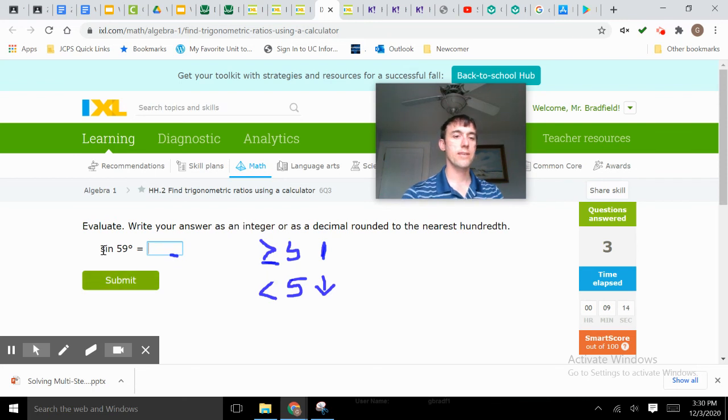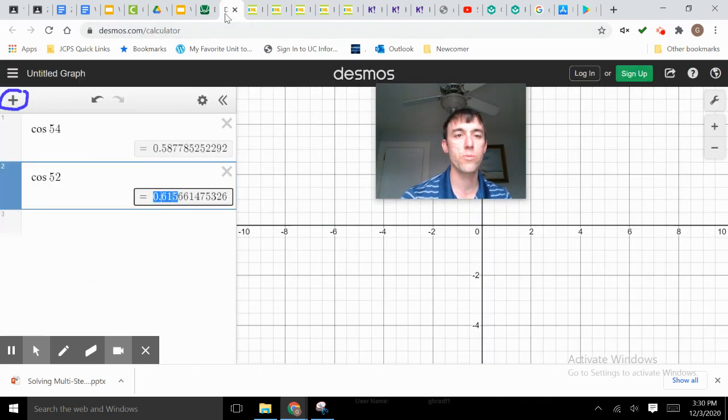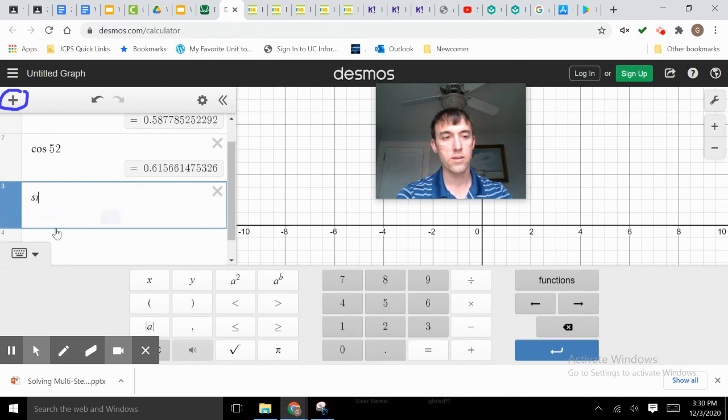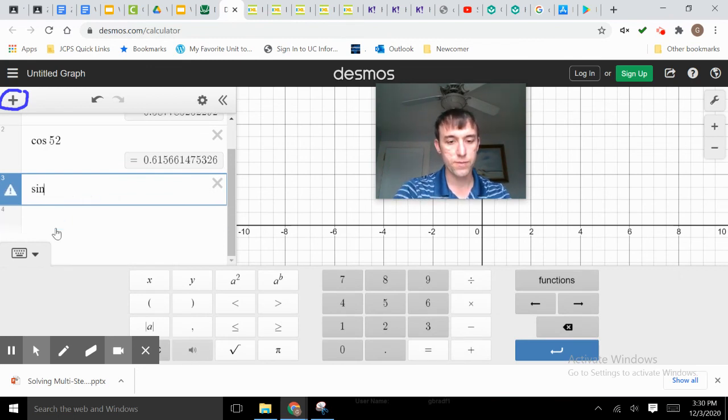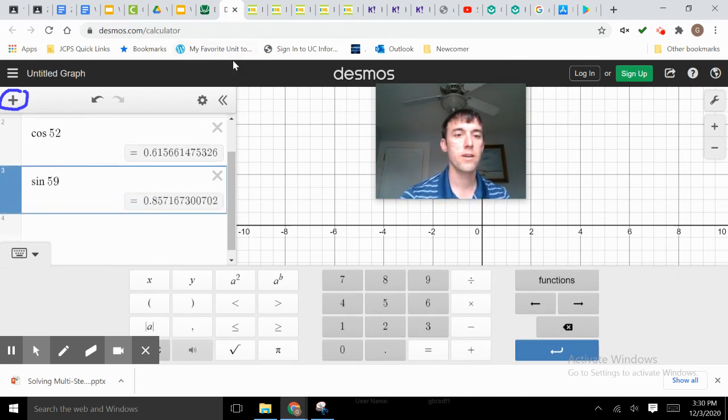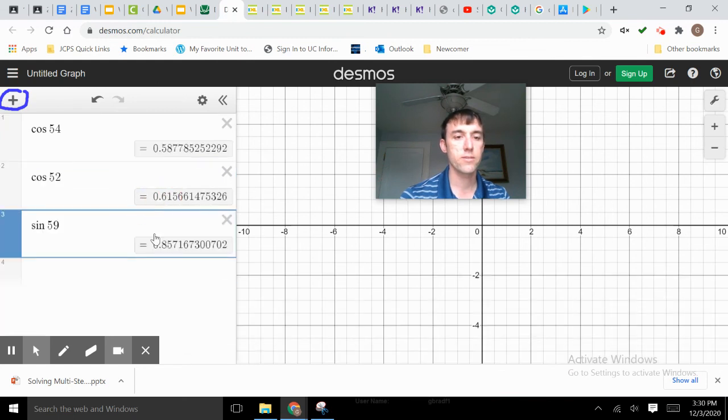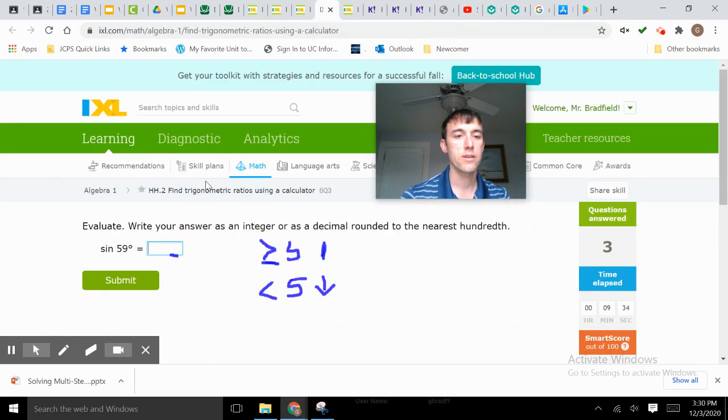All right, this one is sine of 59 degrees. We'll do one more example. Sine of 59 degrees, and that's 0.857. All of these are rounding up. That 7 is greater than 5, and so we round up. See, my 7 is greater than 5, so the 5 becomes a 6, 0.86. All right, that's all you're doing for this one.